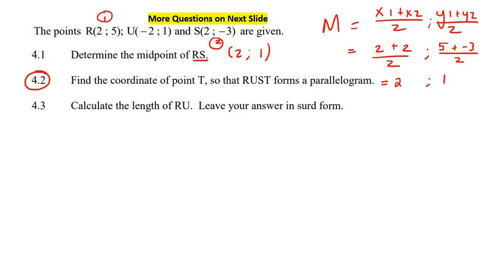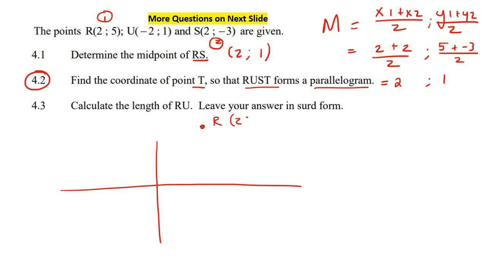Now this question says find the coordinates of point T so that RUST is a parallelogram. Okay, so let's go draw this out quickly so you can just get a better idea. It doesn't have to be a super accurate drawing, but let's just see 2 and 5. So 2 and 5, that would be R, and that's 2 and 5.